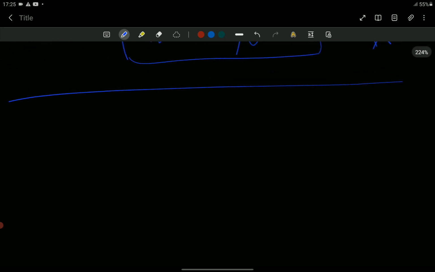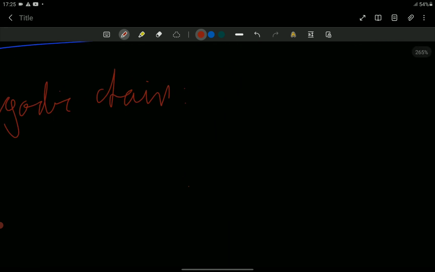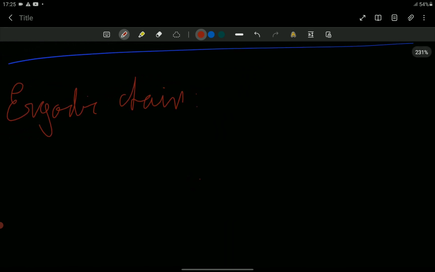Okay. So what I want to introduce is Markov chains. Okay, never mind. Let's directly jump to regular Markov chains. So a couple of definitions first. Let me change the color. So, ergodic chain. How should I put it?